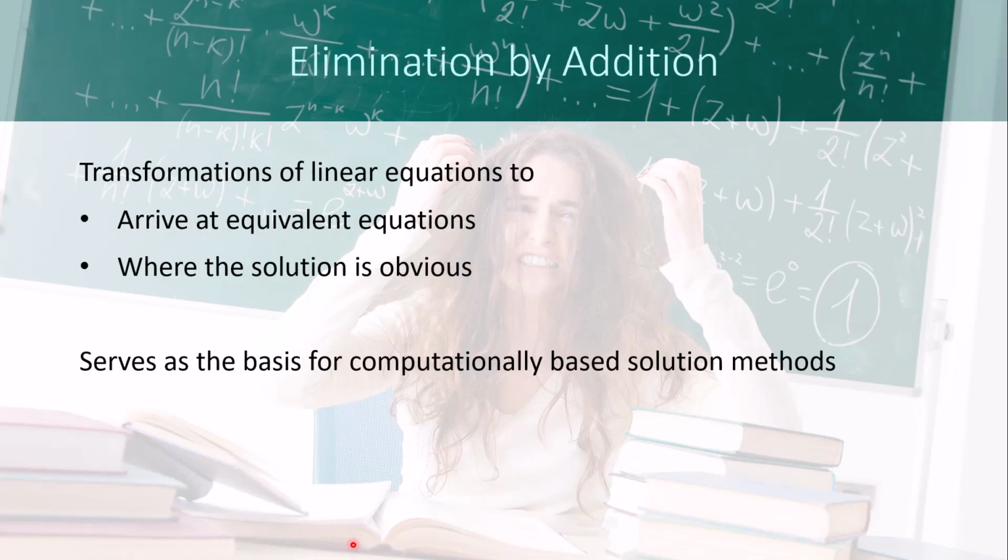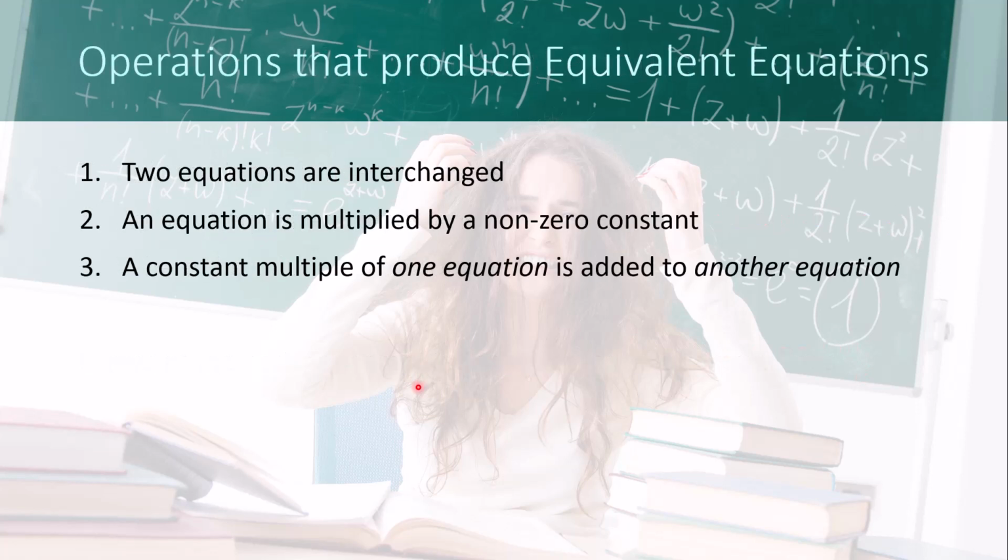The last approach is what we call elimination by addition. And here what we're doing is we're going to transform linear equations so that we arrive at equivalent equations where the solution happens to be obvious. Now, what do I mean when I say an equivalent equation? That is an equation which has the exact same solution set. And it turns out that this approach serves as the basis for any computationally based technique for solving systems of linear equations, or basically systems of equations in general, linear or otherwise.